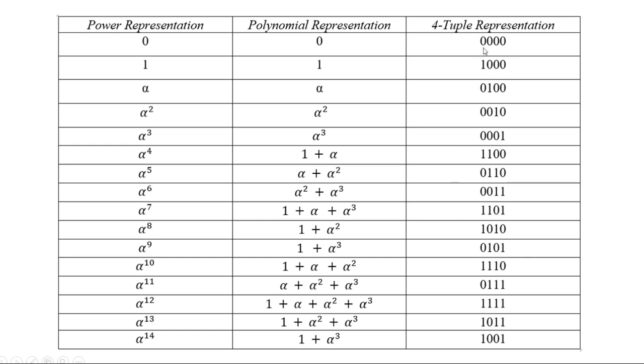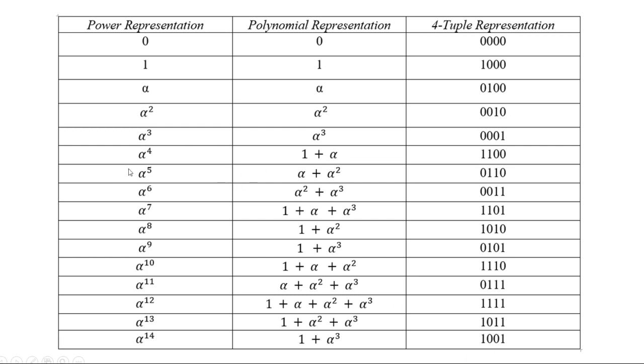So the smallest element is 0 0 0 0 of GF of 2 to the power 4, in the 4 tuple representation. For the power representation we use a single 0, it is only 0. These zeros are equivalent to 4 times 0. And the largest element is 1 0 0 1. How it comes, we will show here.